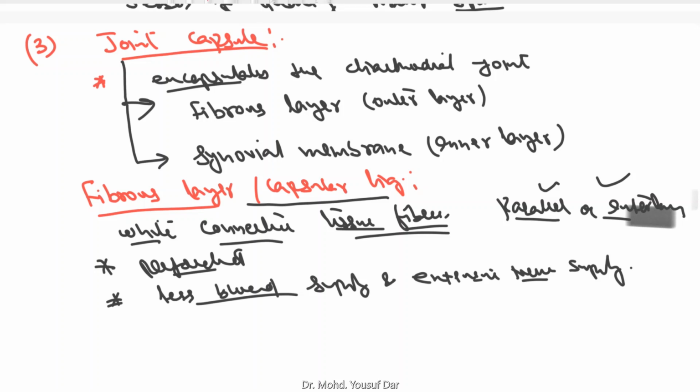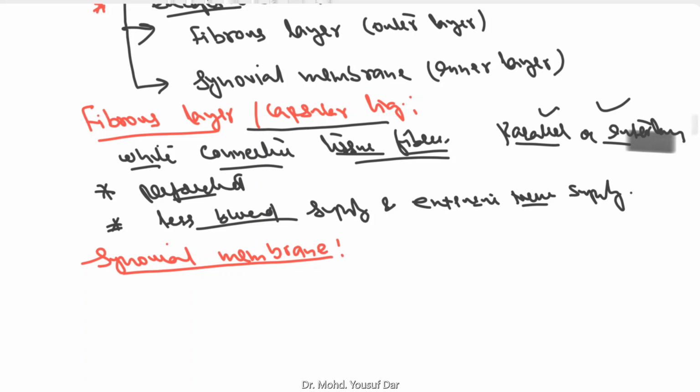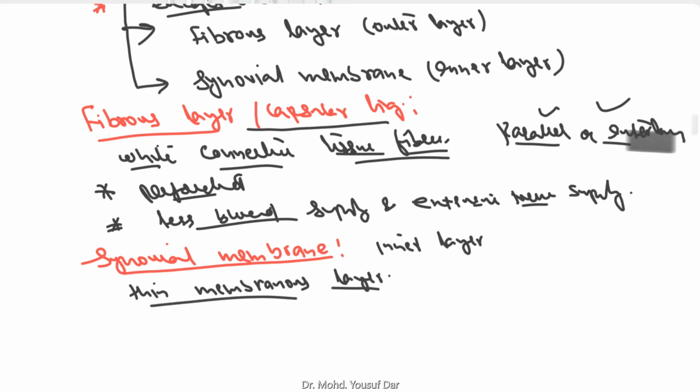Now coming to the next layer, that is the inner layer, which is known as synovial membrane. The synovial membrane is an inner thin membranous layer. Okay, the synovial membrane is the inner layer. It is in the form of a thin membranous layer. This synovial membrane never lines the articular ends of the bone. It never covers the articular ends.